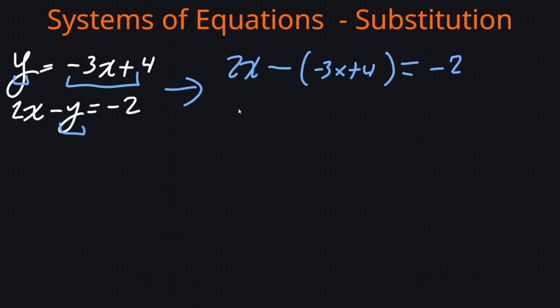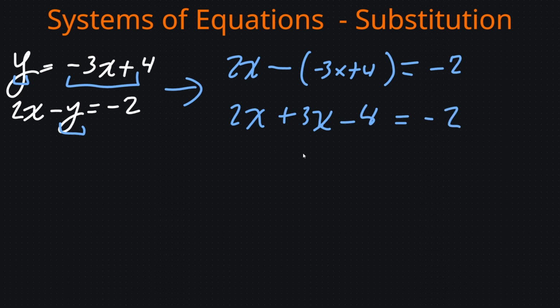So we continue. I have a 2x, and how does this negative interact with these? All I do is distribute to each item. So a negative 3x makes a positive 3x, and a negative 4, and then I have equals to negative 2.